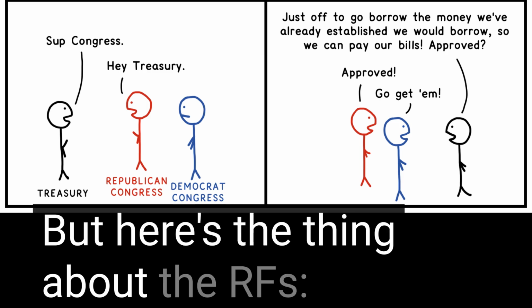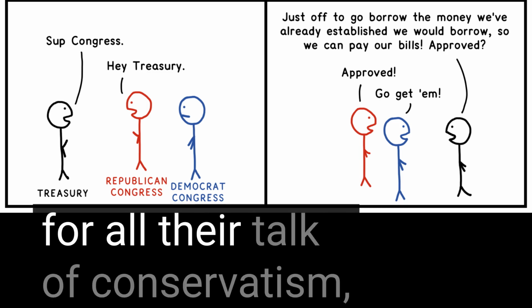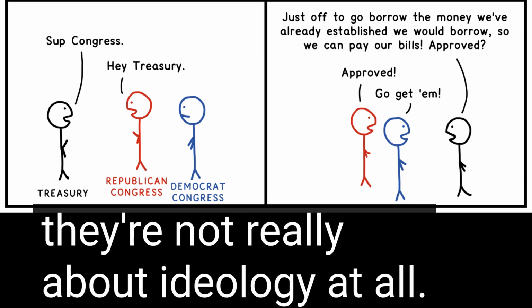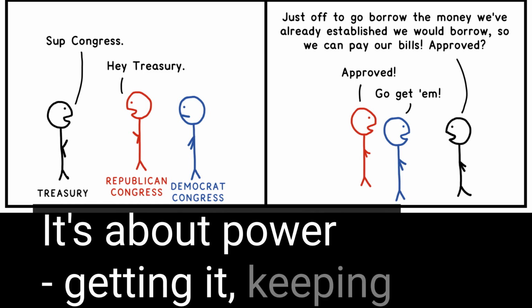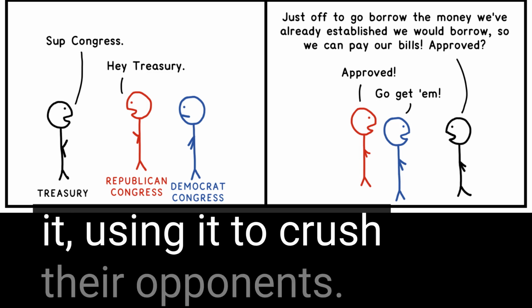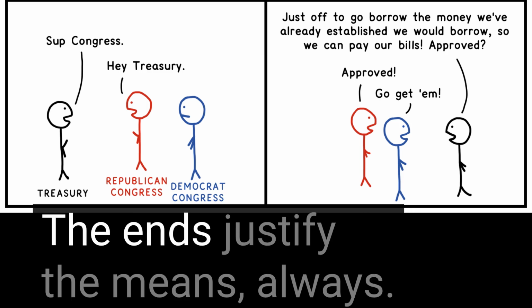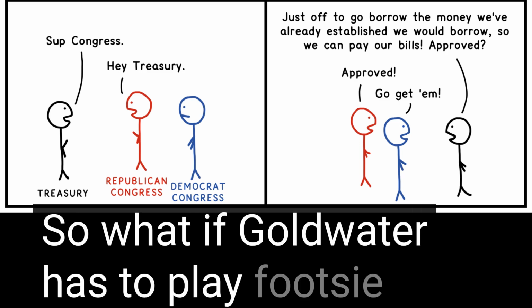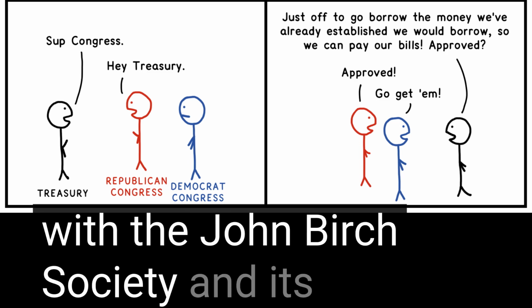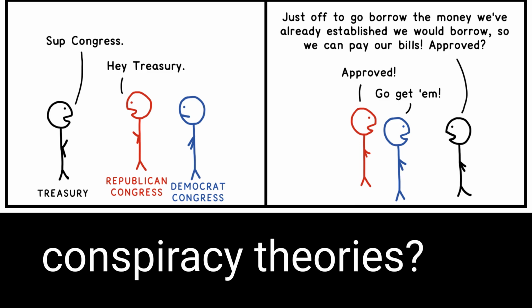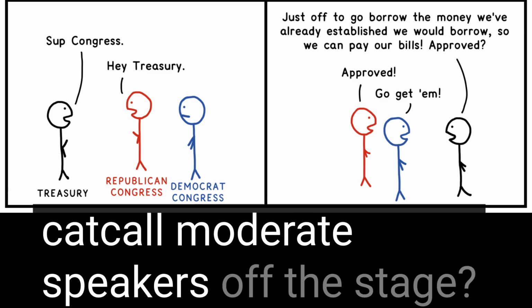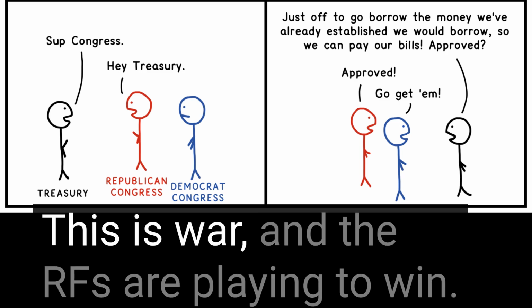But here's the thing about the RFS. For all their talk of conservatism, they're not really about ideology at all. It's about power, getting it, keeping it, using it to crush their opponents. The ends justify the means, always. So what if Goldwater has to play footsie with the John Birch Society and its conspiracy theories? Who cares if his delegates boo and catcall moderate speakers off the stage? This is war, and the RFS are playing to win.